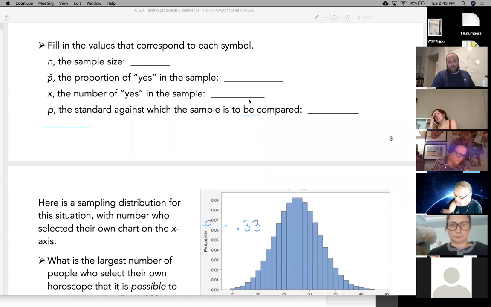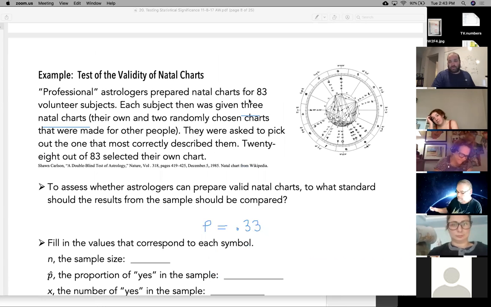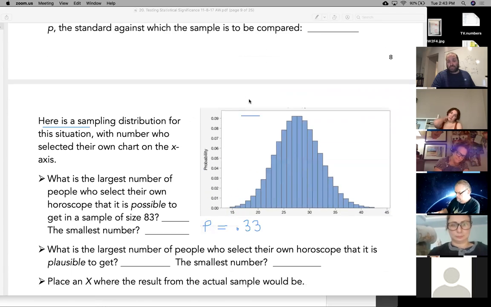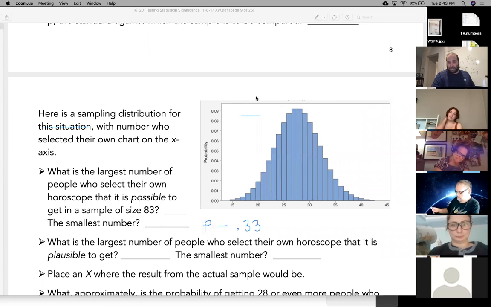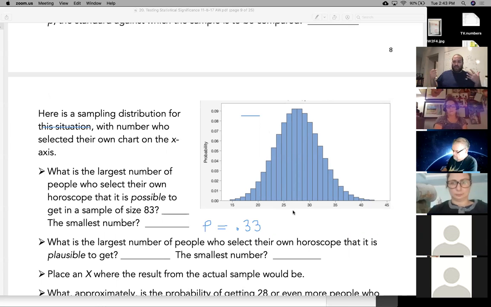We got, what was 28 out of 83 again? 0.337. So we got something that's very, very close to what we expect. We expected 0.333 of 83, about 28 people to pick their own chart if it's nonsense, if there's nothing in it that makes it obvious which one is mine. If there's nothing like that, we expect 33%.